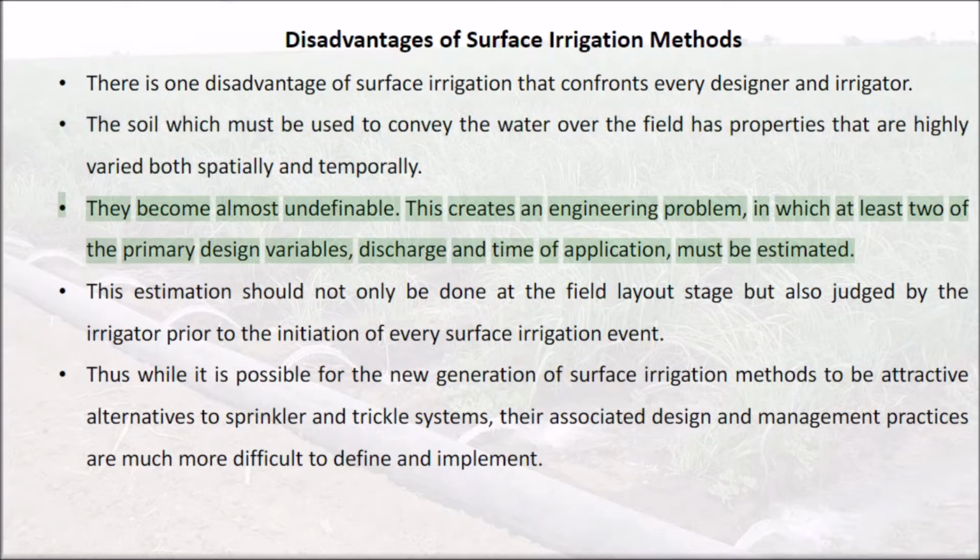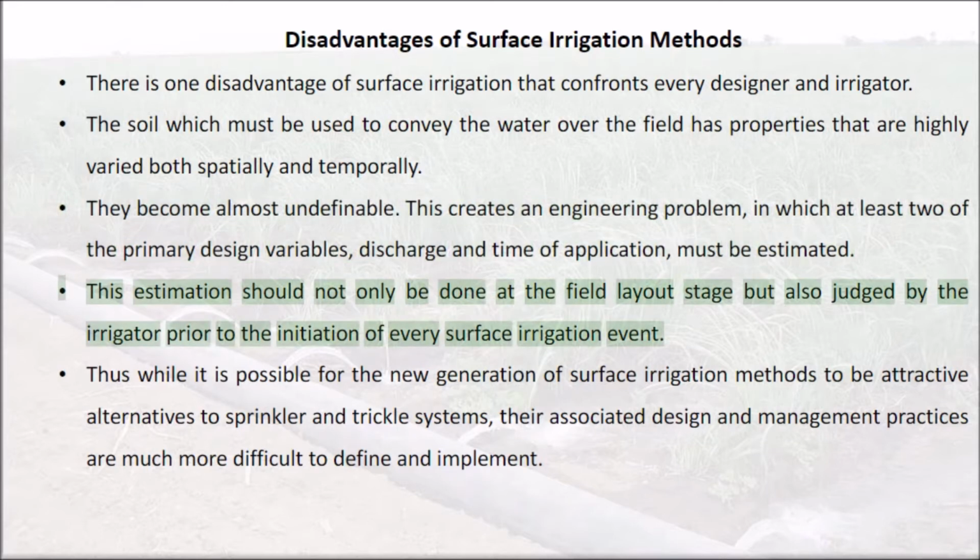They become almost undefinable. This creates an engineering problem, in which at least two of the primary design variables, discharge and time of application, must be estimated. This estimation should not only be done at the field layout stage but also judged by the irrigator prior to the initiation of every surface irrigation event.